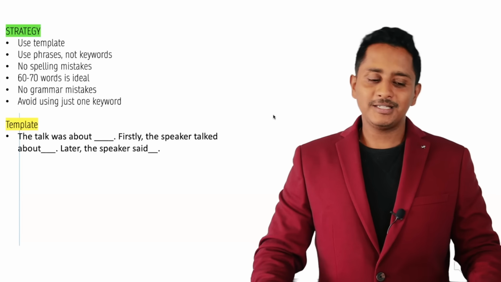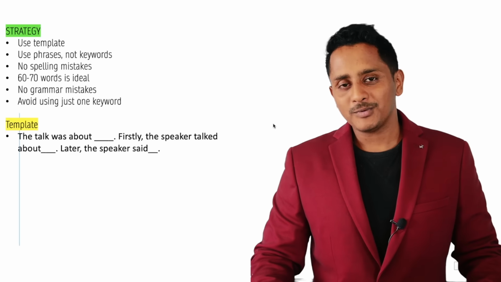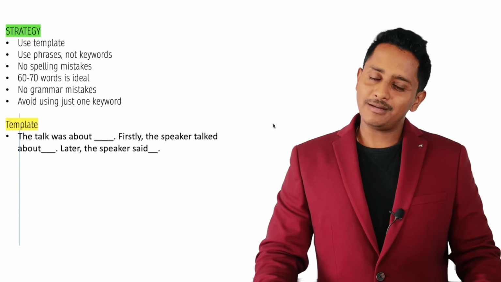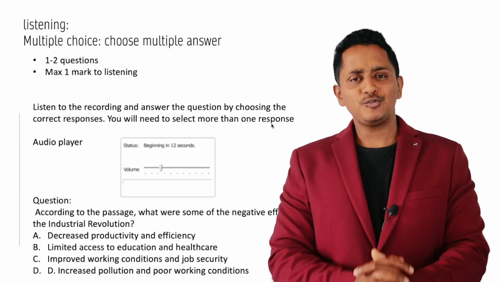Summarize spoken text in PTE Academic is 60 to 70 words. That's the reason I forgot to highlight. Here it's 20 to 30 words. And in PTE Academic it's 10 minutes, here it is 9 minutes. That's it. And then comes multiple choice, choose multiple answers.